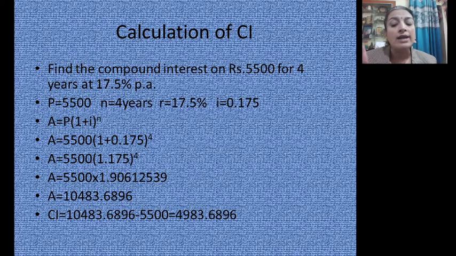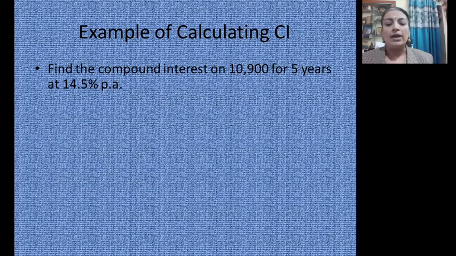So A minus P. So 5500 is our P. It should be deducted and you will get 4983.6896, which is our compound interest. Okay, and one more problem let us solve. Find the compound interest on 10,900 for 5 years at 14.5%. What is asked here?